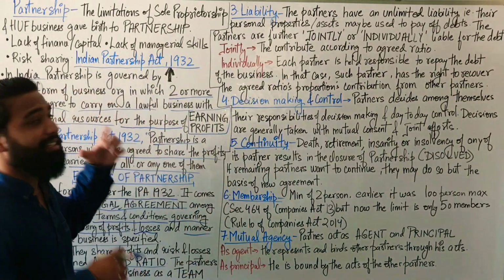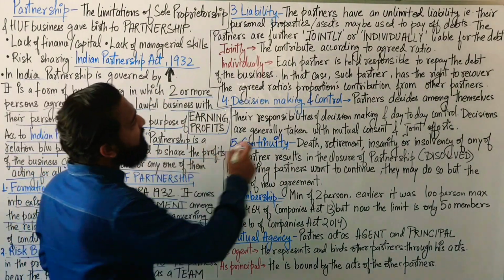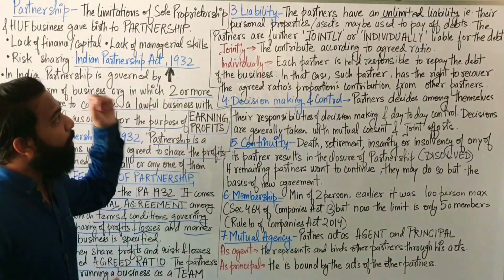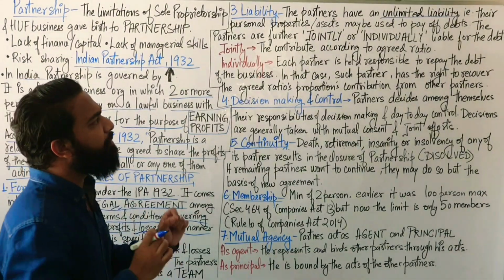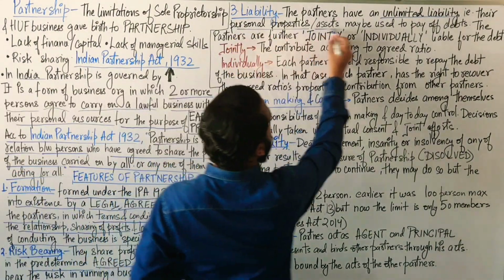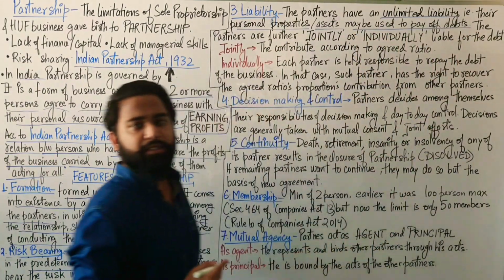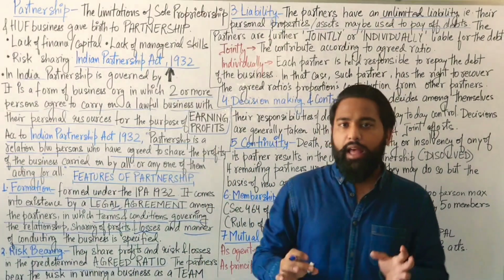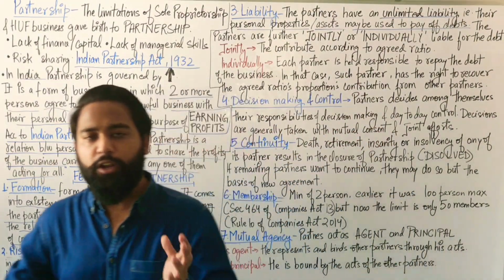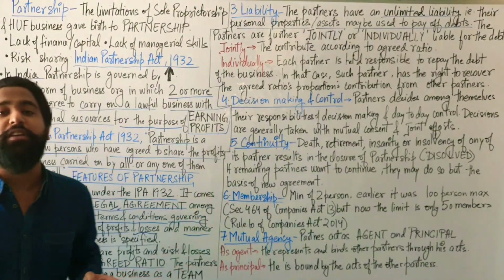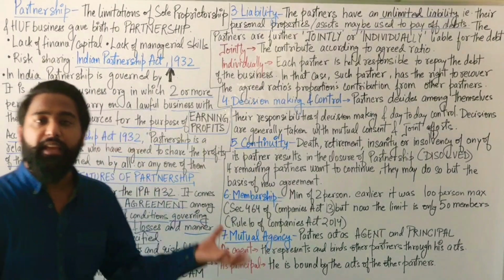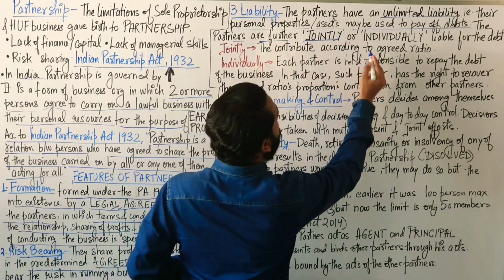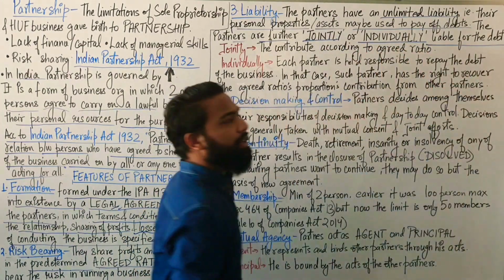Now the next one is liability, a very important feature. The partners have unlimited liability. Like the Karta in the HUF business, all the partners have unlimited liability here. It means their personal properties or assets may be used to pay off debts. Suppose their firm has gone into debt and become insolvent. In that case, their personal properties will be sold so that they can cover up the debt. Now, the partners are further jointly or individually liable for the debt.